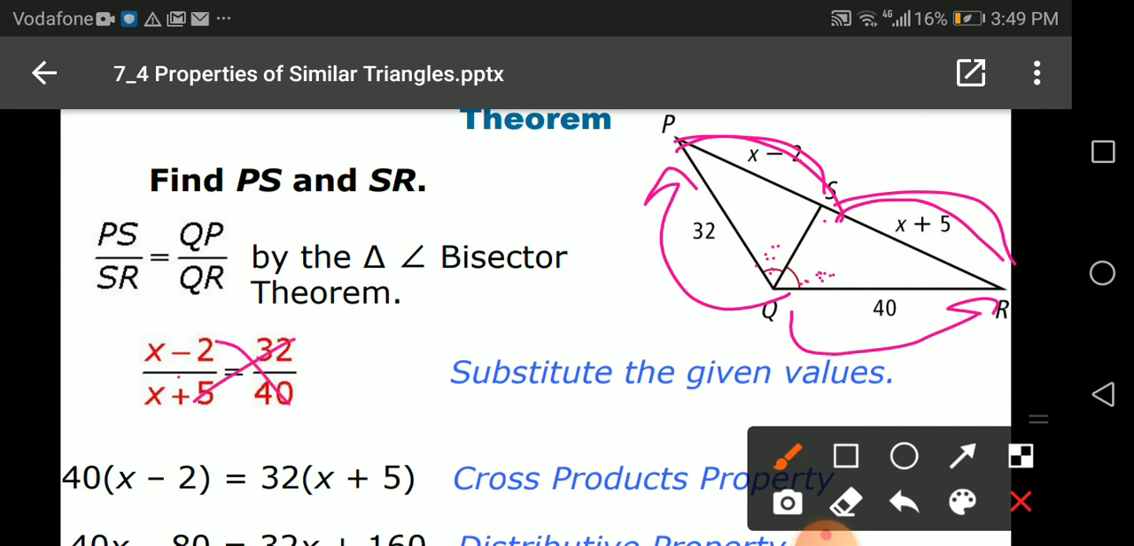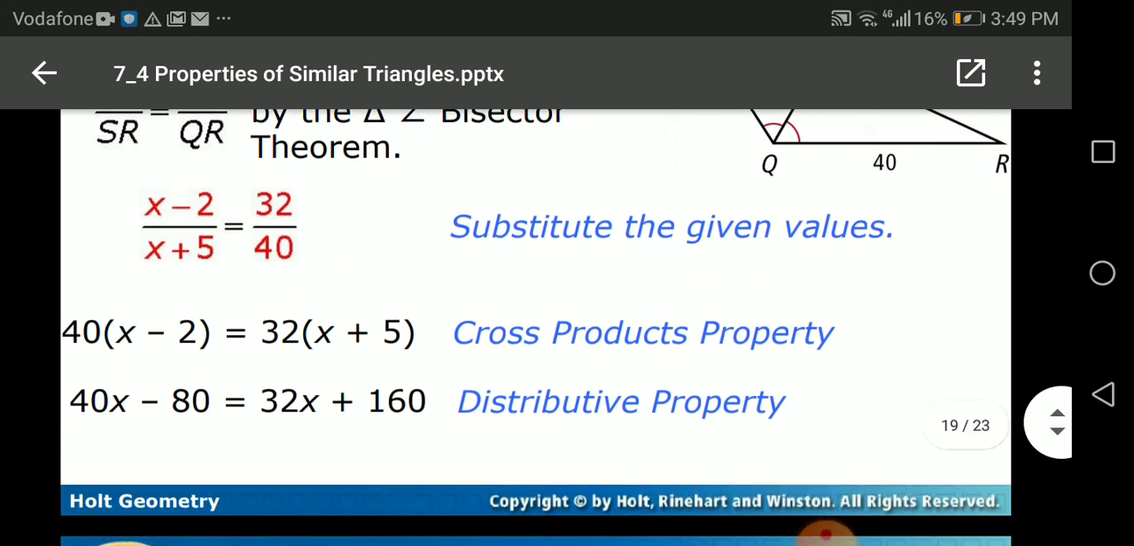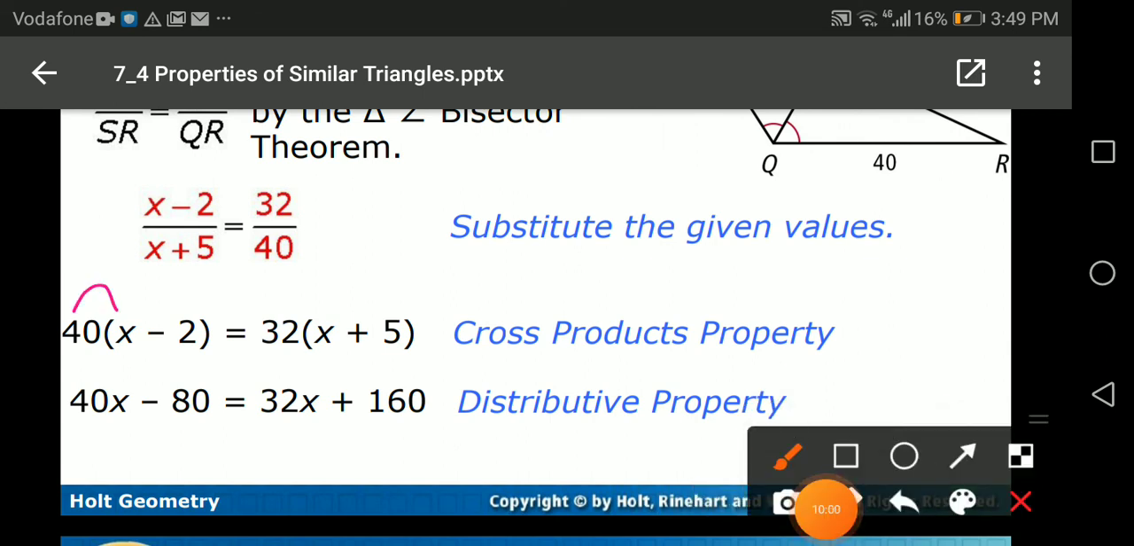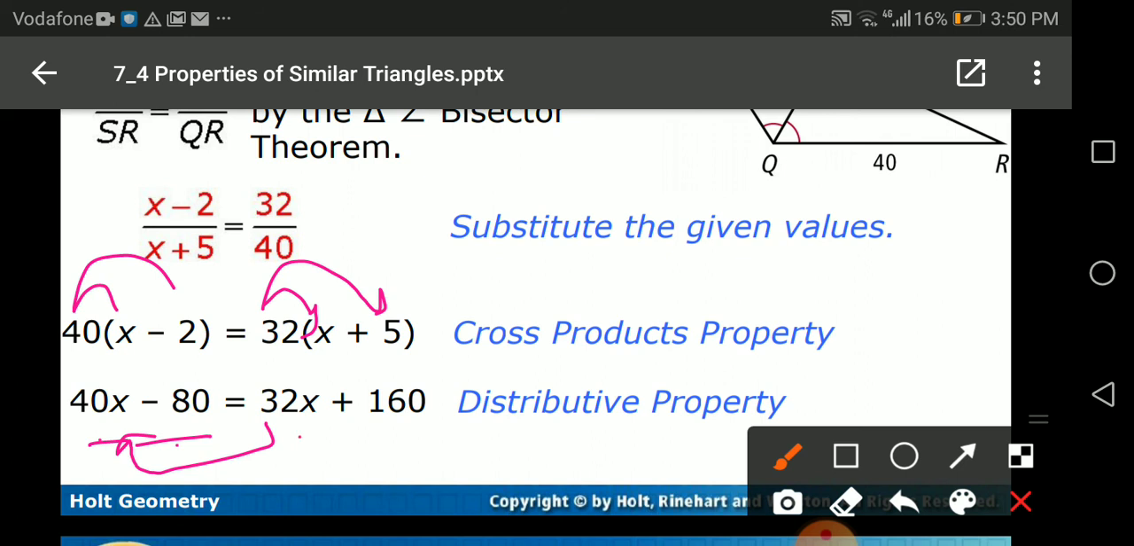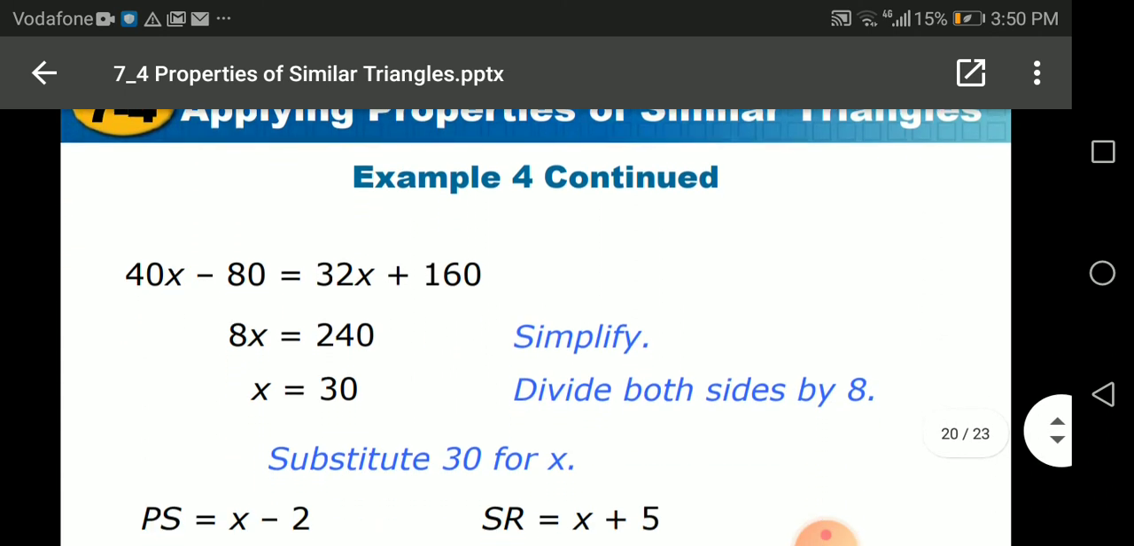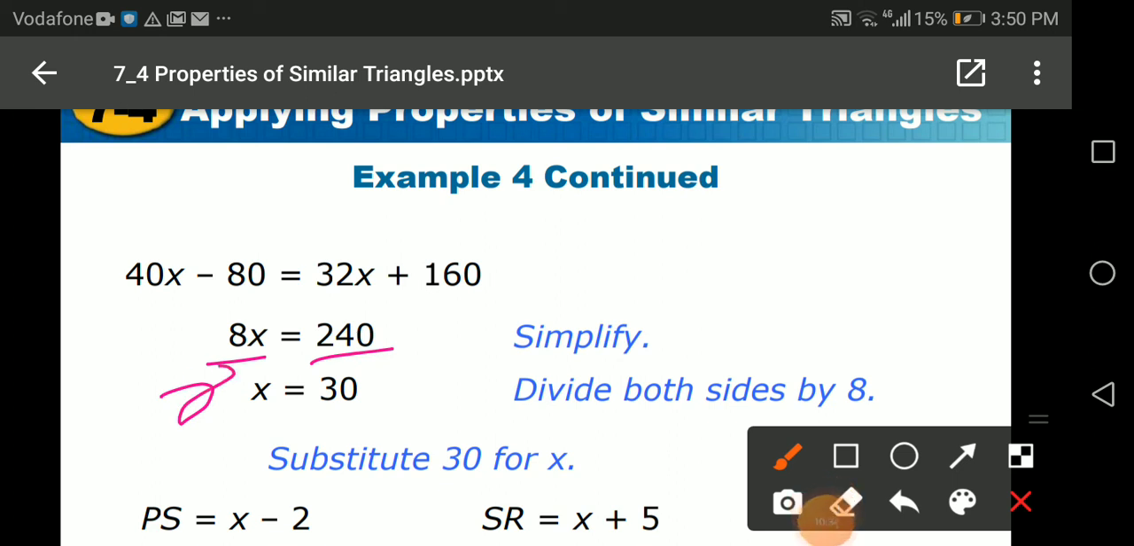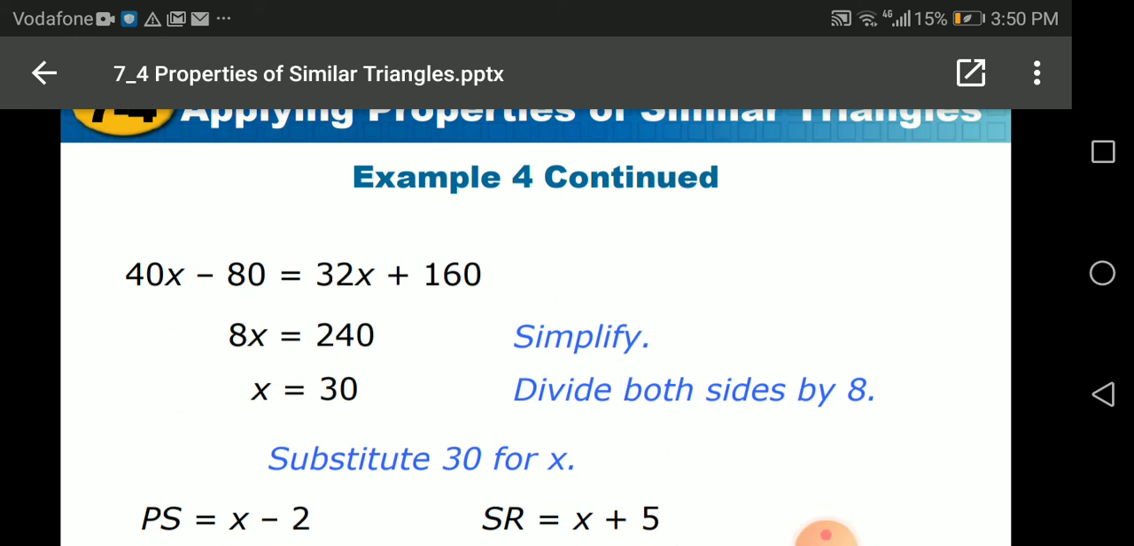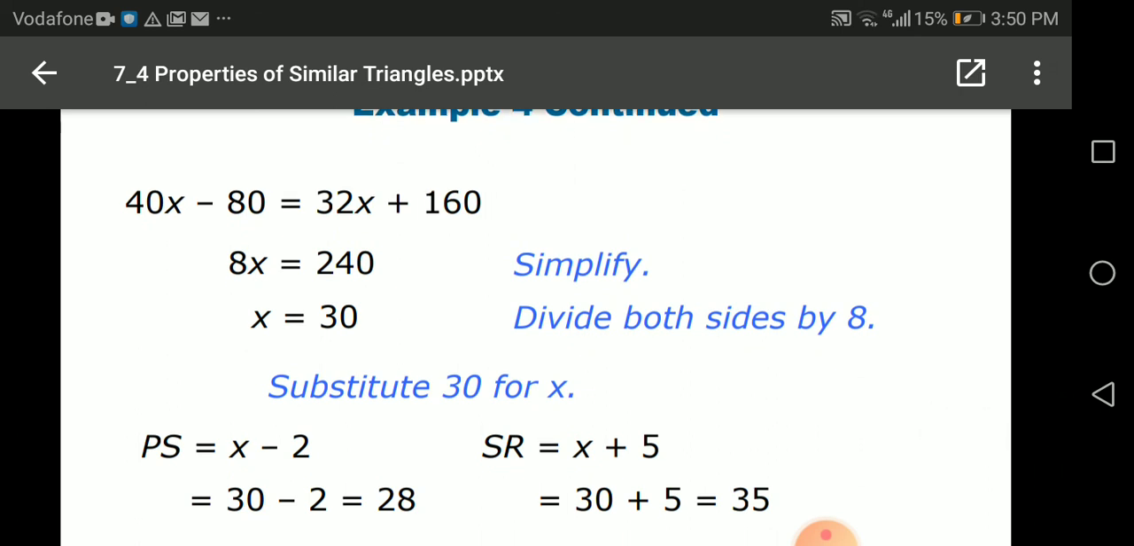We make cross multiplication: x minus 2 times 40 and x plus 5 times 32. Then we solve, 40 times x, then 40 times -2. We distribute, guys. So we've got 40x minus 80, then 32x plus 32 times 5, which is 160. And put the x's together: 40x minus 32x gives me 8x, and the -80 goes to the other side with a positive sign, 160 plus 80, guys, is 240. Then divide by the coefficient of x, divided by 8, so the value of x will be 30.